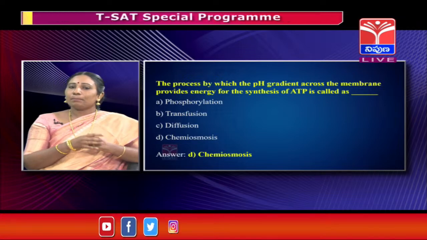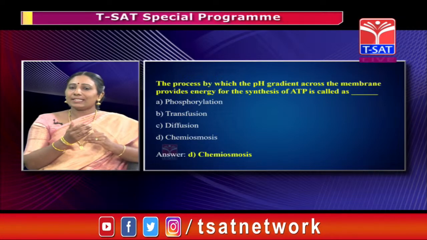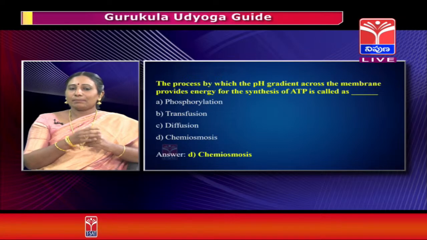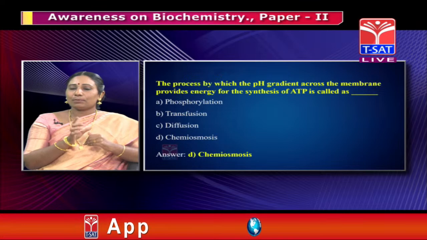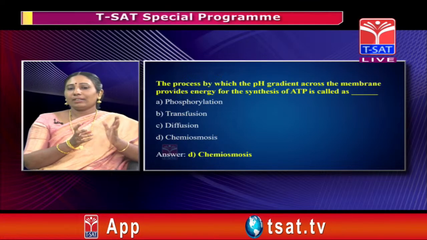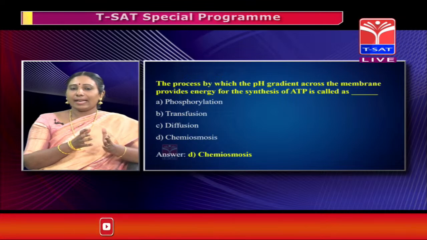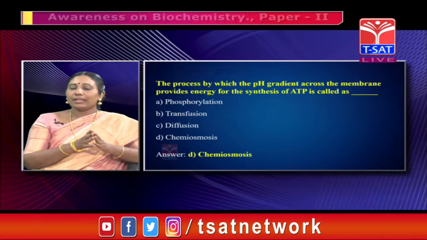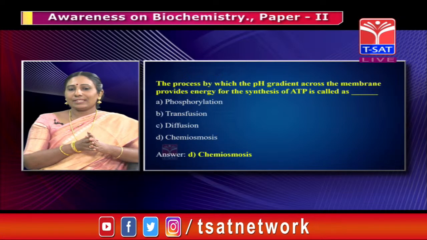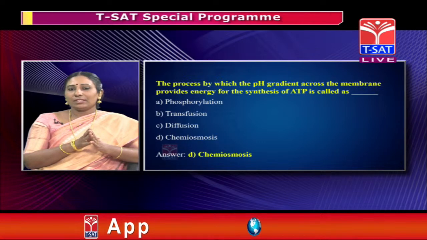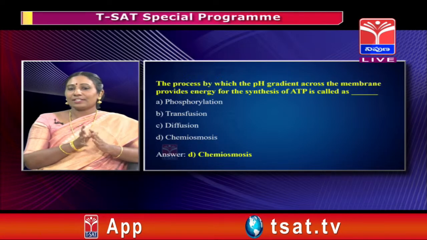Now in phosphorylation there is nothing relative to a pH gradient, but here, if you see chemiosmosis, it is a process which is developed because of both the chemical gradient as well as the ATP formation, that is, the energy formation is also seen. So here the chemiosmotic theory is part of the electron transport chain.